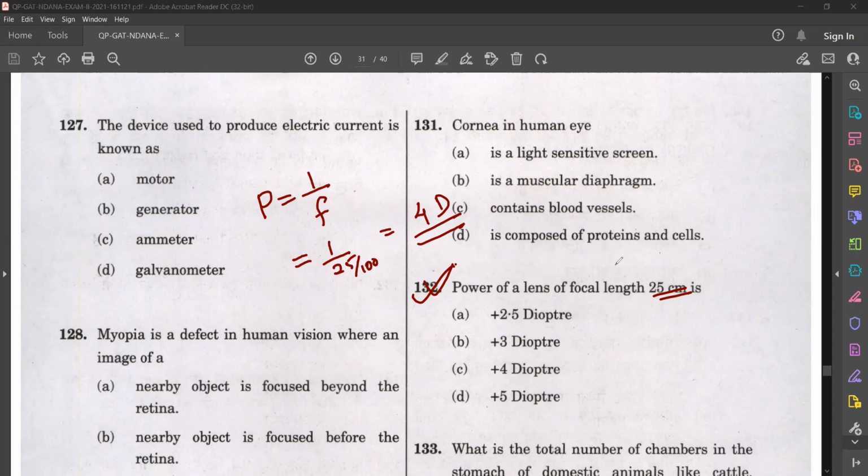What you have to be careful about is that you must always convert focal length to meters before finding out the power. So power is equal to 1 by F, and when you do this, you get 4 diopter. Option C is the correct answer.